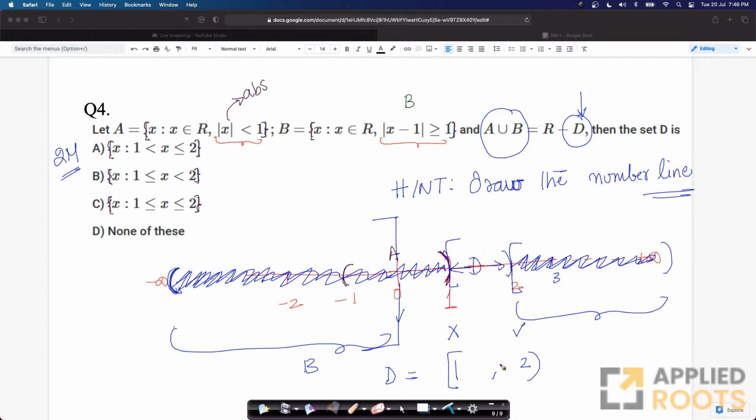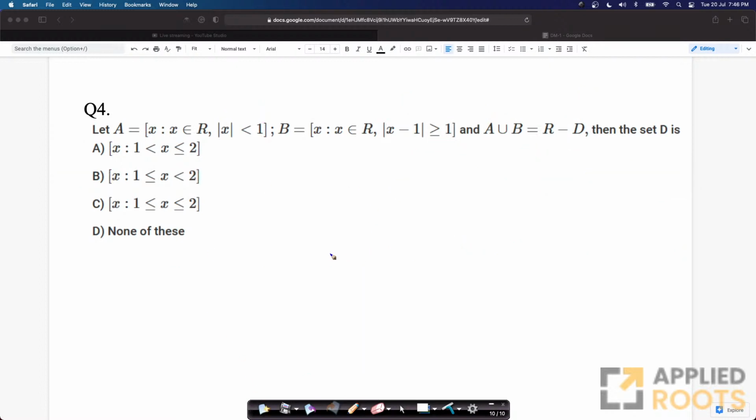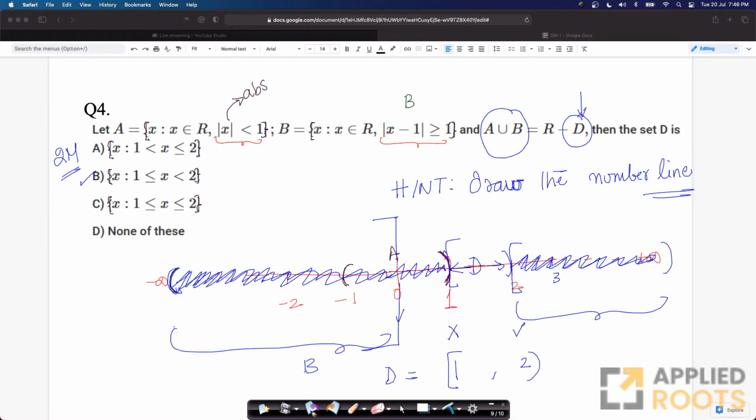And what would that be represented using? B. This is the number line way of doing it. There is a more algebraic way of doing it. I hope this is clear, right? It's a union. So I hope this is clear.